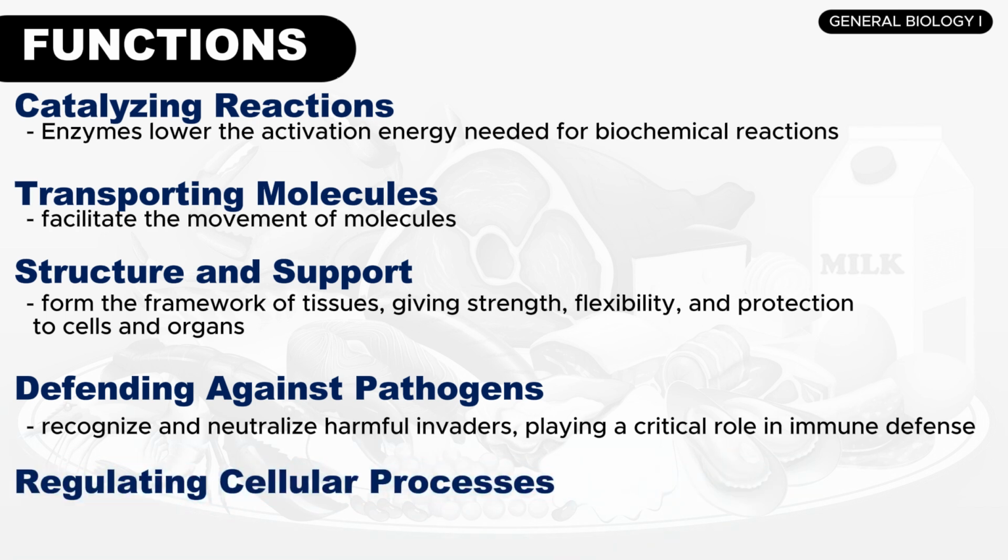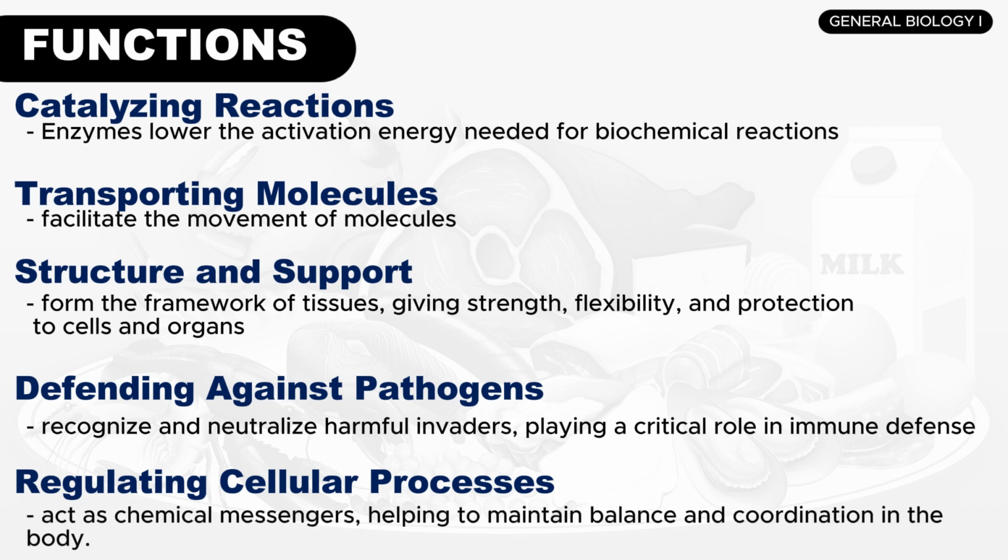Regulating cellular processes. Hormones like insulin, which regulates blood sugar levels, are proteins that act as chemical messengers, helping to maintain balance and coordination in the body. Each of these roles is dependent on the protein's precise structure, which enables it to interact with other molecules and carry out its specific function.